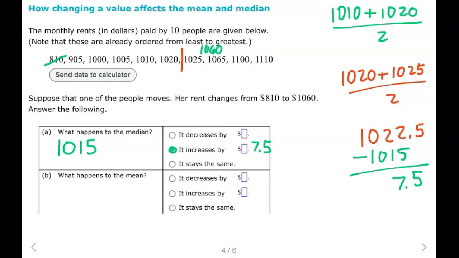All right, well, what about the mean? Mean is the average. So if you take all the original numbers, average them together, you get 1005. Add them all up, divide by 10 because there's 10 numbers.